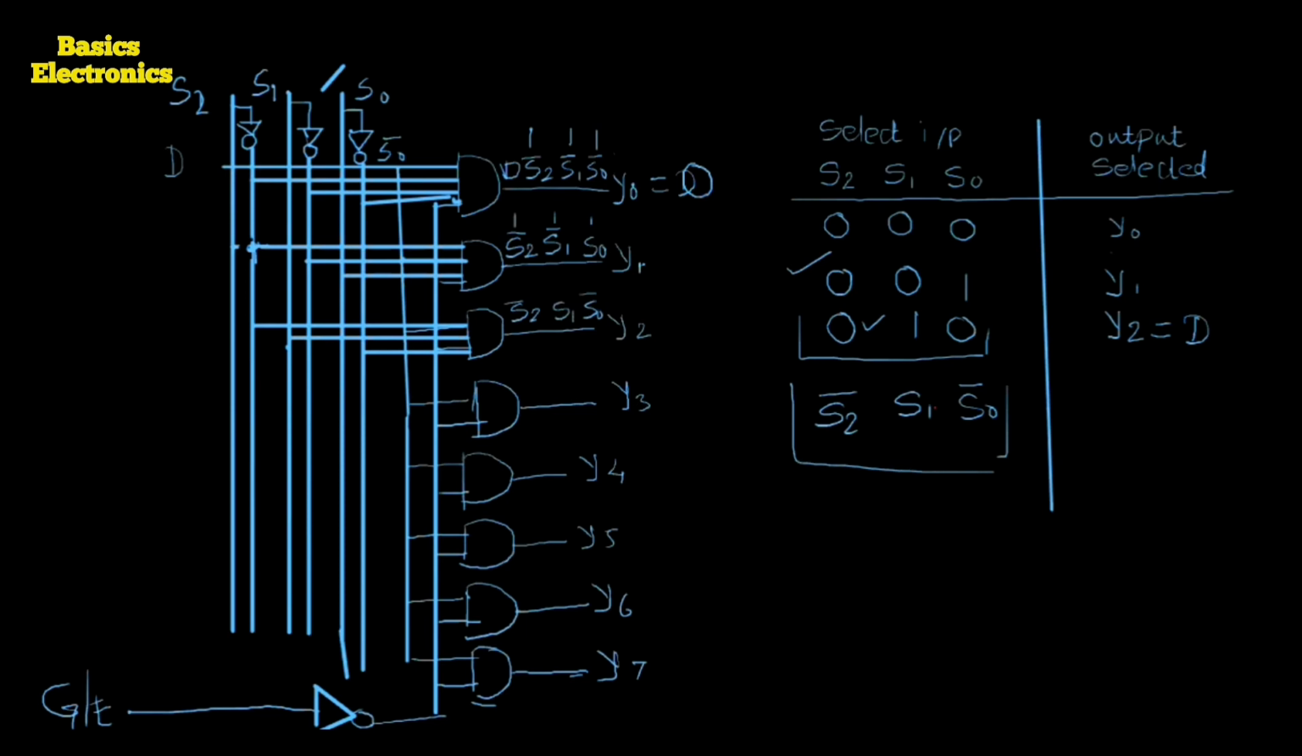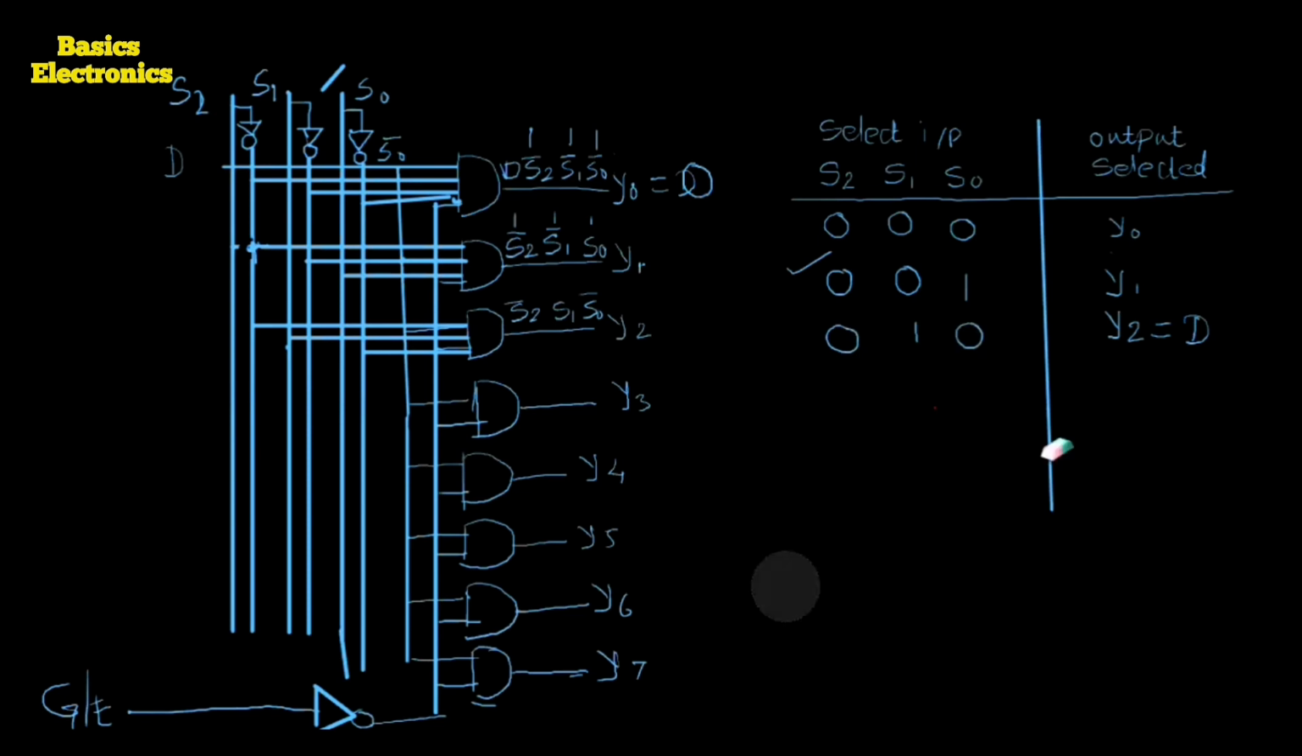I am going to directly write down all the inputs in the truth table. Accordingly, you make the connections. For the third entry, we have to apply 0, 1 and 0. Then the output line Y2 gets selected. When we apply the next input, it is 0, 1, 1.